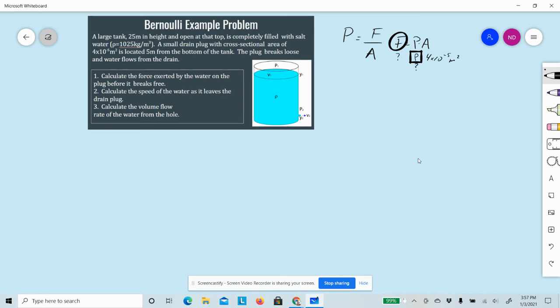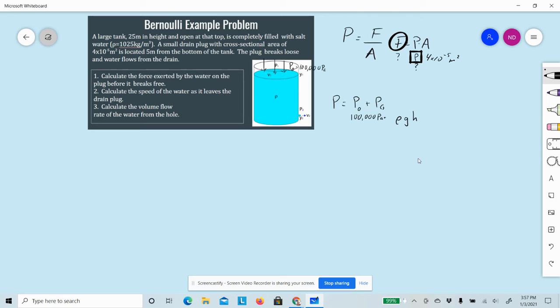Well, how do we figure out the pressure? Pressure equals the atmospheric pressure plus the gauge pressure. The atmospheric pressure is going to be pushing, right? The tank is open, so here we're going to have atmospheric pressure. Basically 100,000 pascals is standard atmospheric pressure, plus the gauge pressure, rho g h.